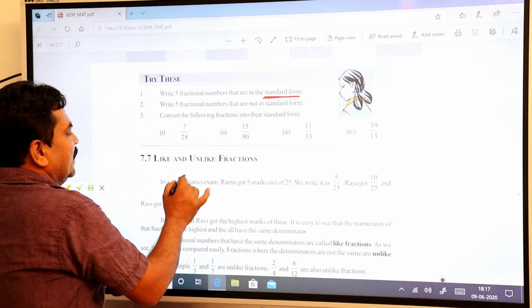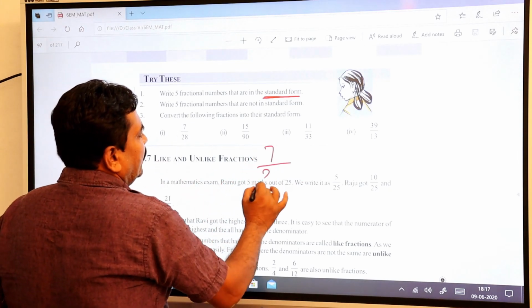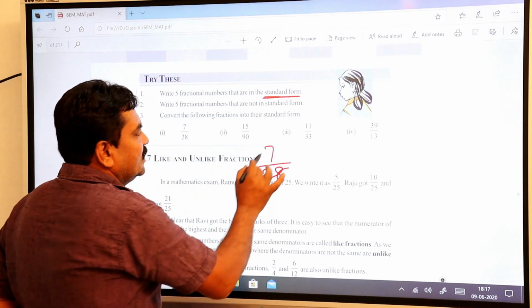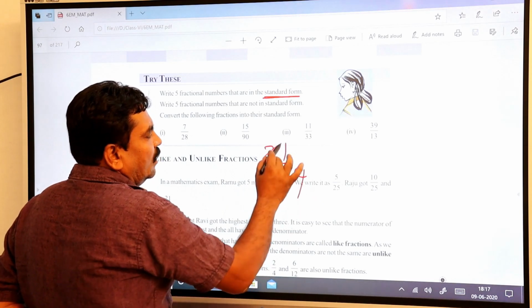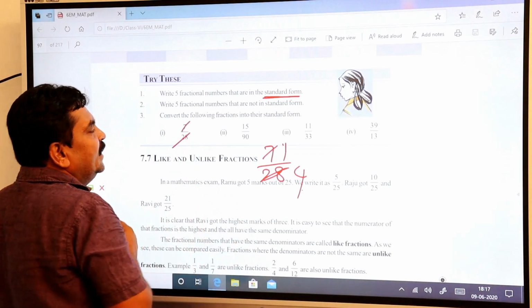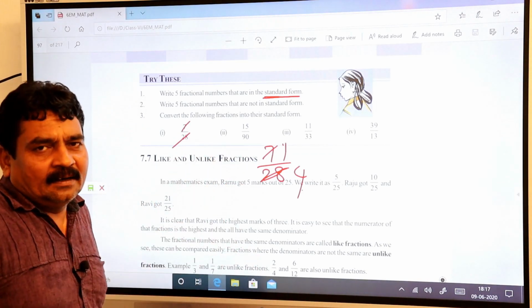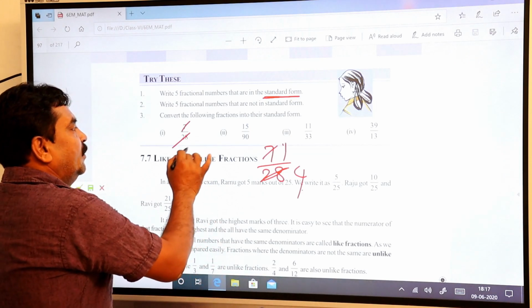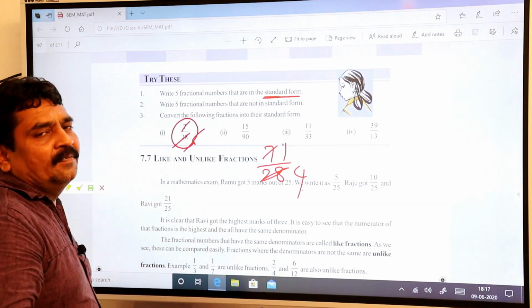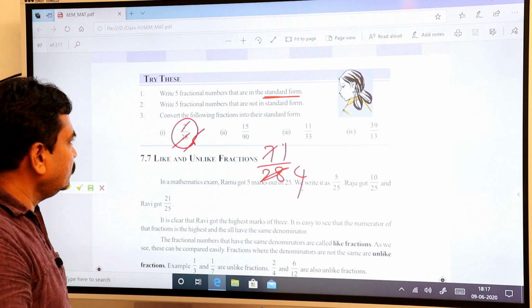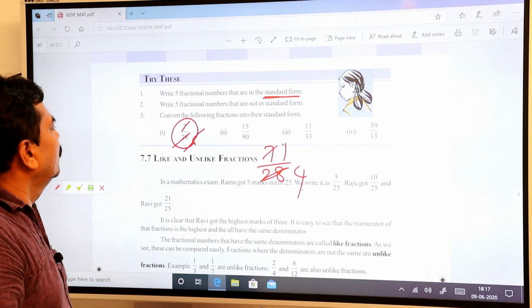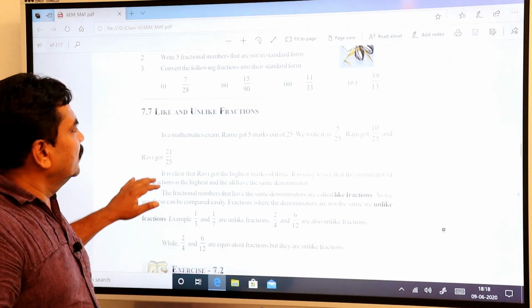Suppose here you have 7 by 28. You have 7 as a common factor: 7 1s are 7, 7 4s are 28, so 1 by 4. So 7 is the only factor here for both values, you don't have any other factor. That's why this kind of fraction you call the standard form of fraction. You can do this. Please do it, we'll see.